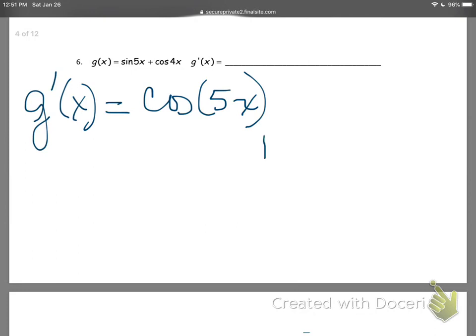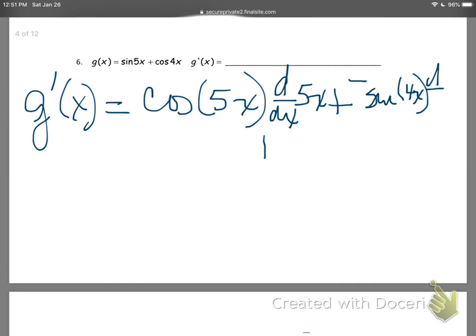So I'm going to say that I'm going to take the derivative with respect to x of the 5x, and then we'll proceed. Plus, the derivative of cosine 4x will be a negative sine 4x, and then we're going to take the derivative with respect to x of the 4x. Squeeze that in here. Okay, so let's go ahead and clean that up.